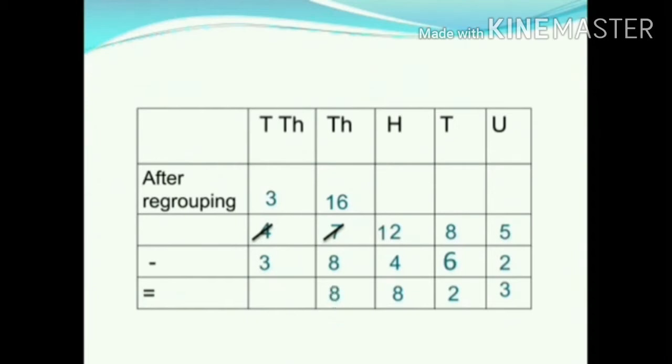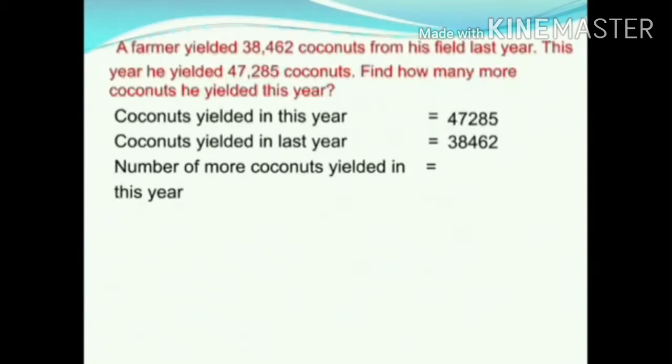Now subtract ten-thousands place digits. They are 3 and 3. 3 minus 3 is equal to 0. Write 0 in ten-thousands place. Number of more coconuts yielded this year is 8,823.